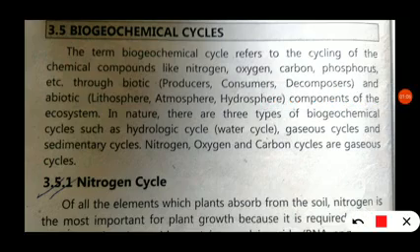biogeochemical cycles. Bio means related to living organisms, that will be the animal, the plant, bacteria, fungi, actinomycetes. And geo means related to the soil. Chemical means the elements, and cycle means the biogeochemical cycle. What the biogeochemical cycles are and how they operate in nature, we can see in this topic.